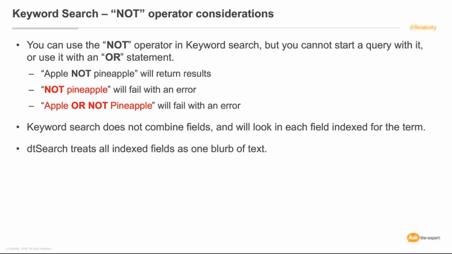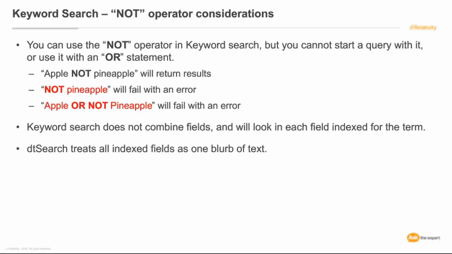Keyword search does not support just finding that document and returning the inverse of it. So anytime you have not pineapple or the other phrase, apple or not pineapple, we have no anchor in either of those. So keyword search can't actually run that. This is a little bit different than how dtSearch does it, and we'll get into dtSearch in a little bit.